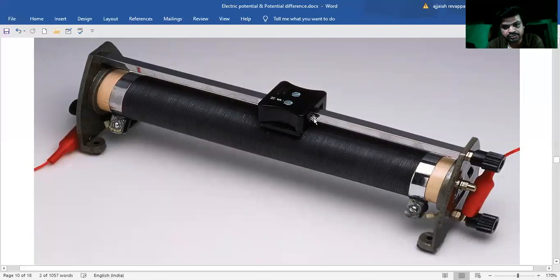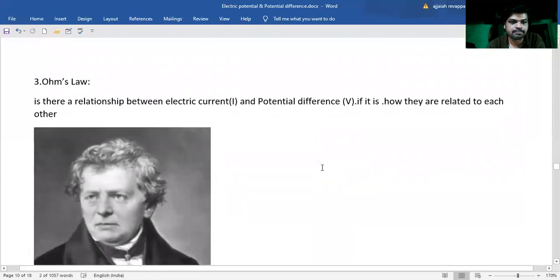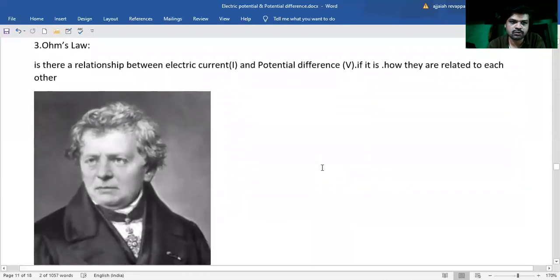So depending on the situation, suppose I want 10 ohms of resistance for our experiment, I can move it and control. If I want 20 ohm, I can move it further. So according to the requirement of resistance, I can use this variable resistor. It is also called a rheostat. So fine. Ammeter, you know already what an ammeter is and how it is connected. Voltmeter also. Okay. Next concept is Ohm's law.